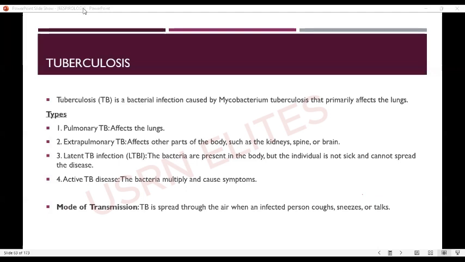Now, the mode of transmission: TB is spread through the air when an infected person coughs, sneezes, or talks. So it's an airborne transmission. Very good. Any question on this slide?